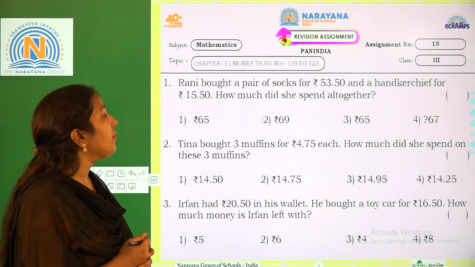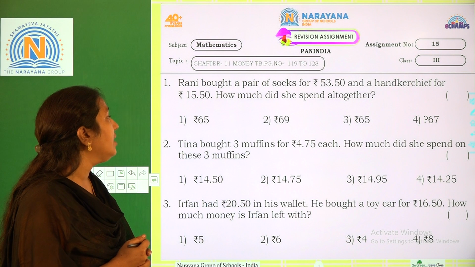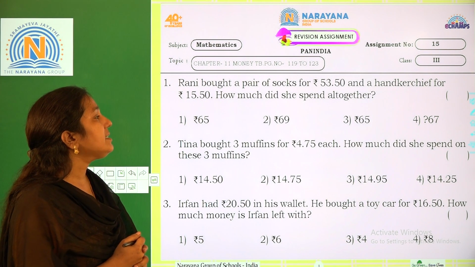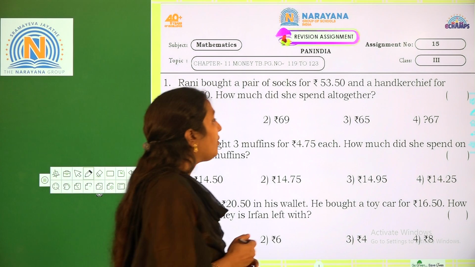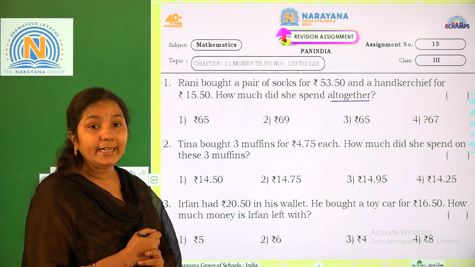Rani bought a pair of socks for 53 rupees 50 paise and a handkerchief for 15 rupees 50 paise. How much did she spend altogether? For "altogether", which operation will we do, children? That is nothing but addition.